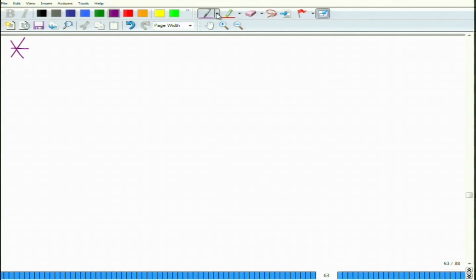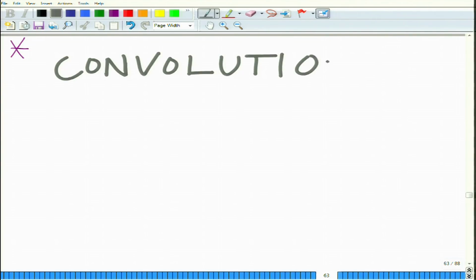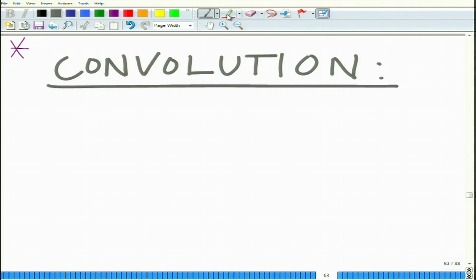So, what we want to look at now is another interesting aspect of the Laplace transform, its relation to the convolution between two signals. So, we want to look at the convolution property of the Laplace transform.